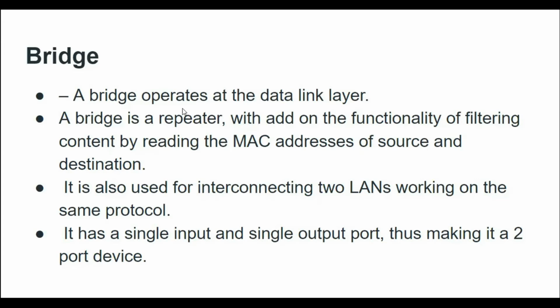In the hub, as we have studied, it will not filter. It will pass the information to all the nodes that are connected. But the bridge will filter the information based on the MAC address of the source and the destination, the server and the client. It is also used for interconnecting two LANs working on the same protocol. It has a single input and a single output, so it is also a two-port device. But the hub is multi-port, and the repeater is a two-port device.